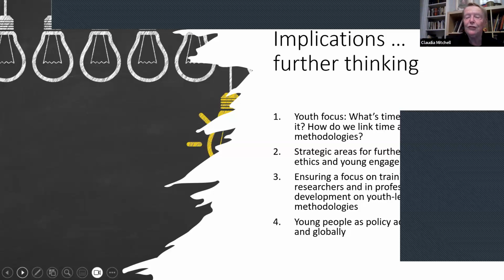And I am really interested in how we can study further the ways in which our professional training engages key leaders and early career researchers and new researchers in the whole area of participatory research, and how can their participation become central to this. And then finally, the question of young people as policy advocates, both on the local and global stage, to me is really, really important.